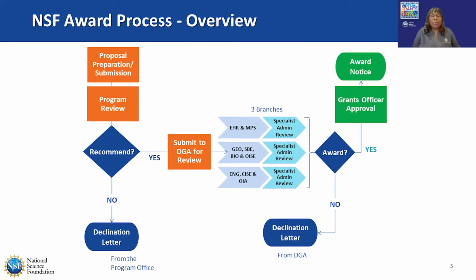So many of you are familiar with this graphic. This represents the NSF award process. In a nutshell, we start with proposal preparation and submission, then a program review, and if approved, then the award is submitted to DGA for review. We have 3 branches that process the award. If the award is approved, then we have a grants officer provide approval and an award notice is issued.